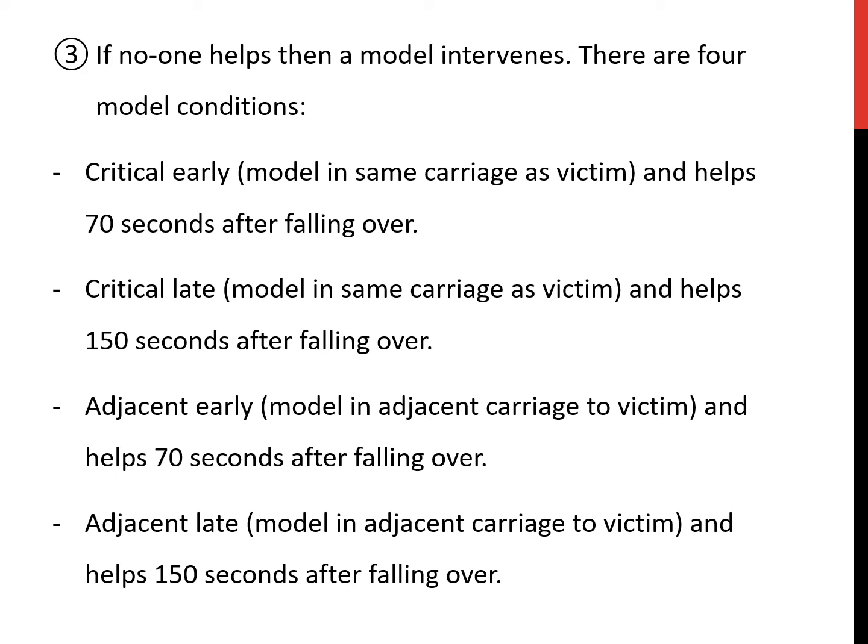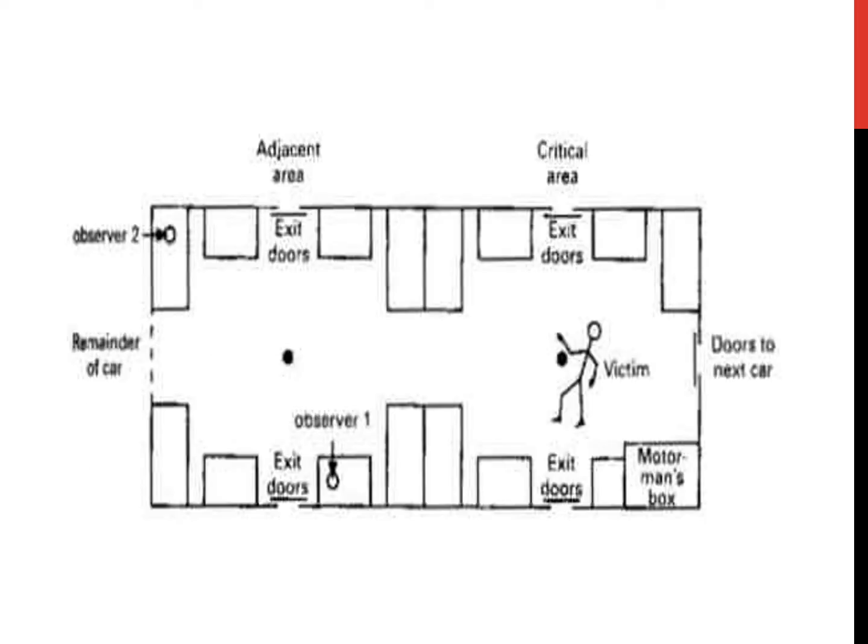So the model has 4 conditions: critical early, late, adjacent early, adjacent late. Early and late, like I said, have to do with the timing of when it helps. Critical and adjacent have to do with the position where it sits. Okay.